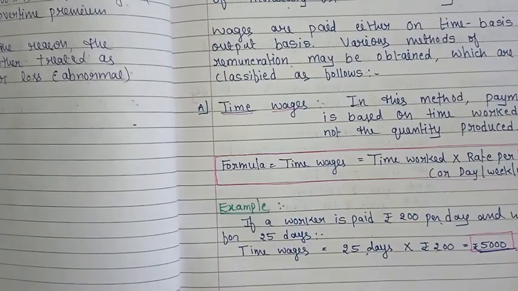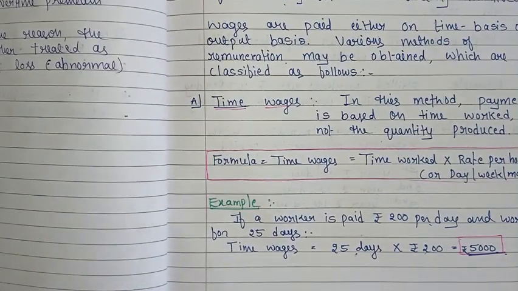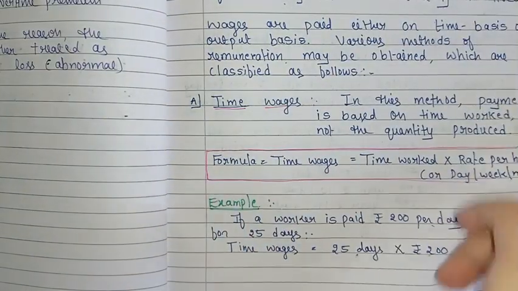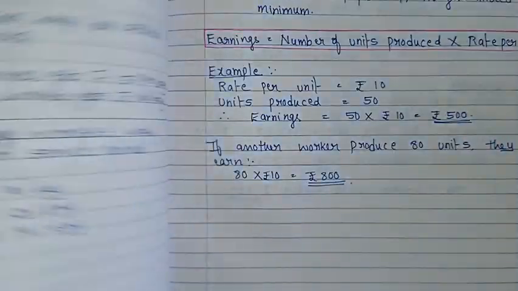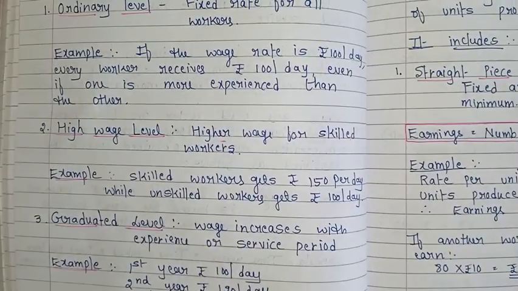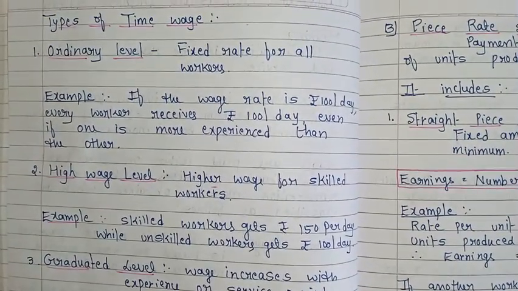Clear? So in time wages, output is not considered, only the time worked is taken into account. I hope this time wages is clear to you all. Next we will see the types of time wages. What are the types of time wages?